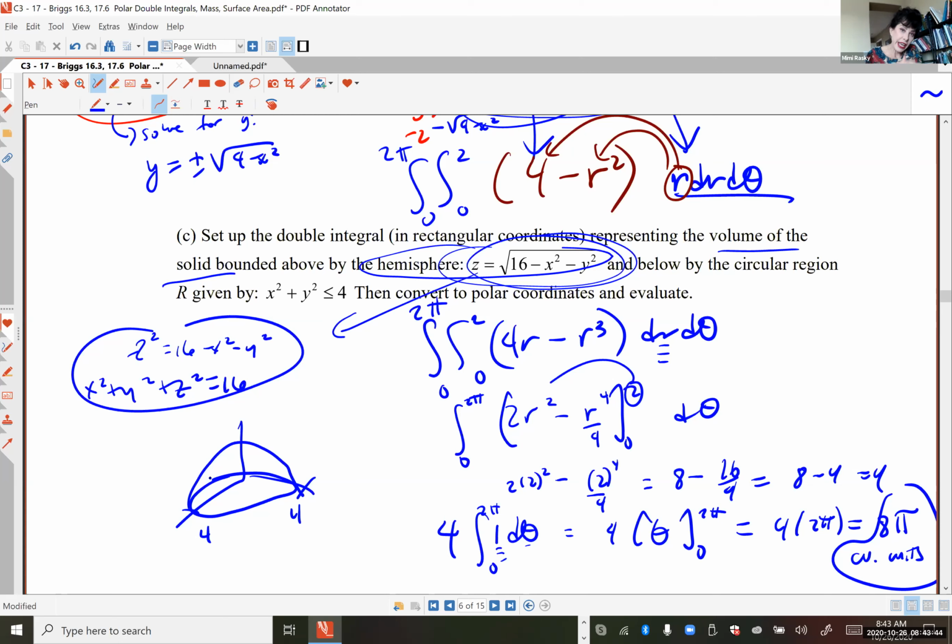So this is the capping surface, but it's bounded below by the circular region R here in the xy plane, which is a circle centered at the origin, but a circle of radius what? 2. Not 4, but 2. So I keep trying to change colors and I don't seem to be getting it. So here we go. If you look at the region here, that's the region R.